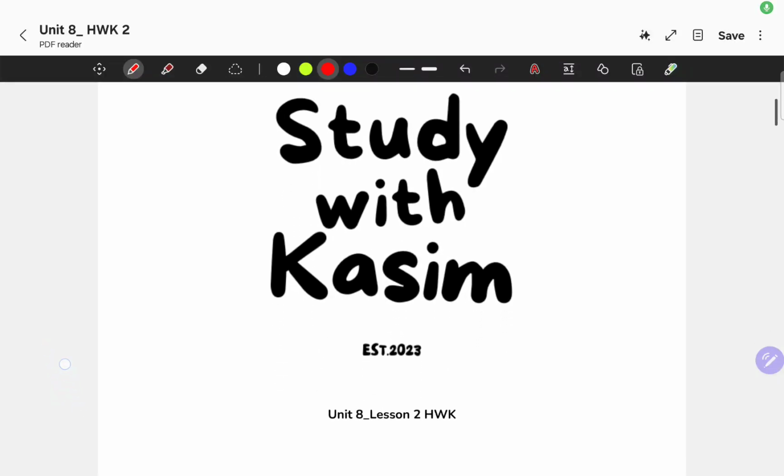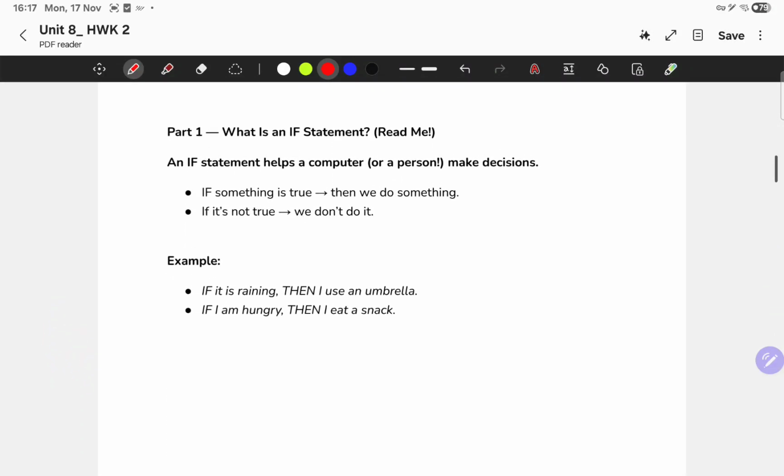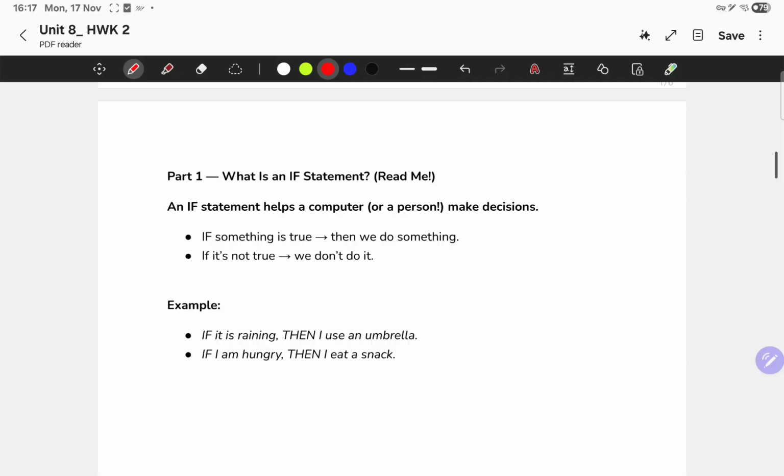Okay, so this is Unit 8, Homework 2, and it's going to be about if statements, which we've used before in the mazes back in Unit 3 and also last week in Unit 8. So, what is an if statement? Super easy. If something is true, we do it. If something is not true, we don't do it.